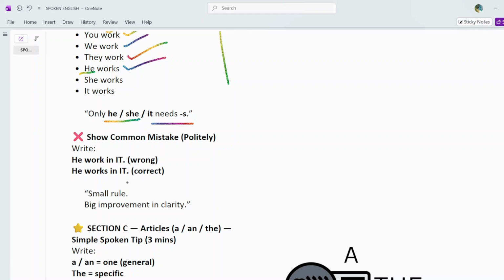Okay, now let's look at this. He work in IT. If you can wrap your head around that, he work in IT does not sound right at all. Absolutely, it is a wrong sentence. Why? Because he picks up works as his friend. Okay, and so your correct sentence would be he works in IT. Now that is pretty much correct. It's a small rule, but trust me, it's going to help you to improve in clarity, and it's a big step towards improving your fluency as well.